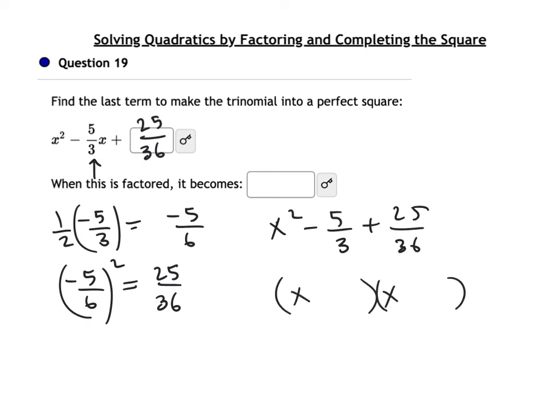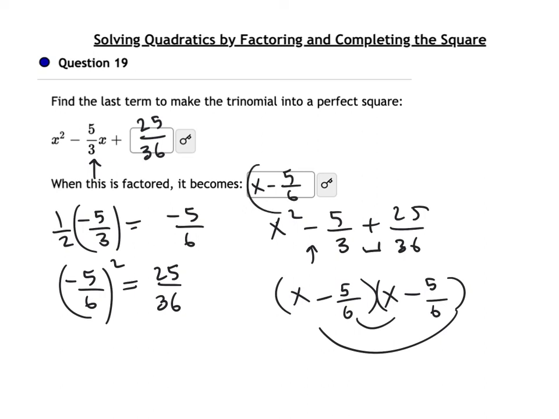We know that it is negative and negative to make the positive, but the middle a negative because these two will add to negative 5/3, the outer and the inner. It's going to be 5 times 5 to make 25, and 6 times 6 to make 36. X minus 5/6 quantity squared is our answer.